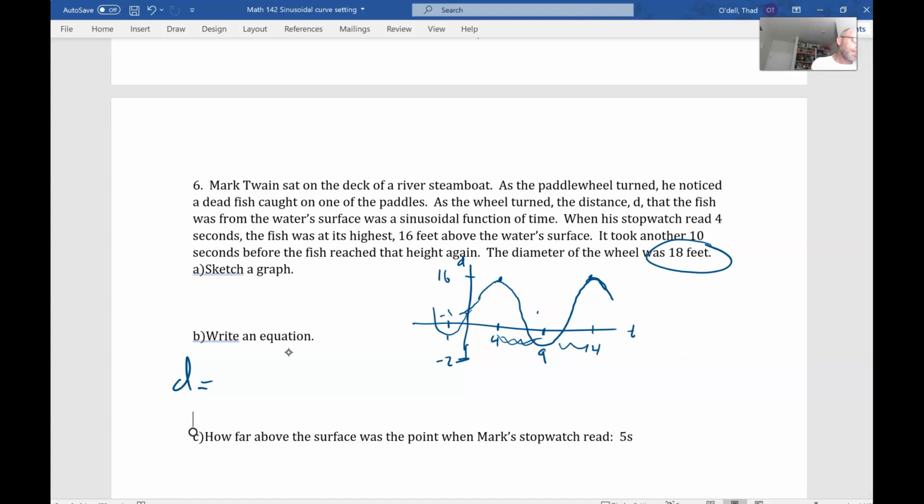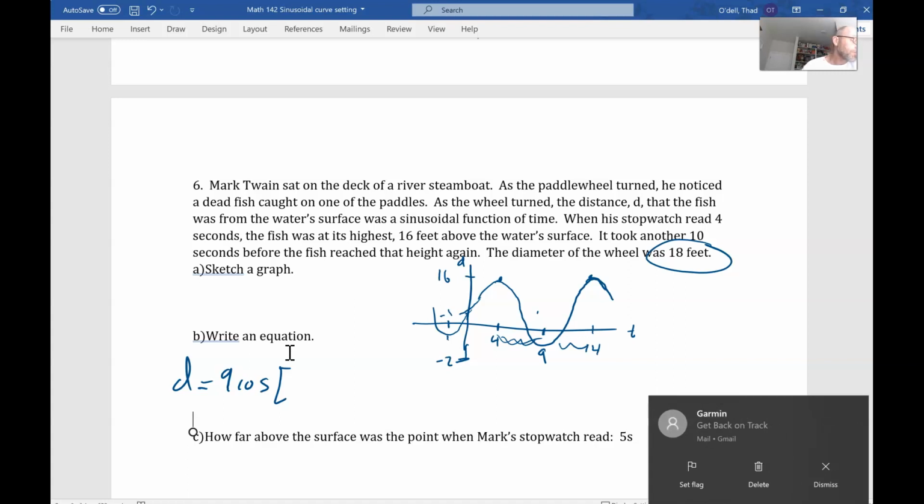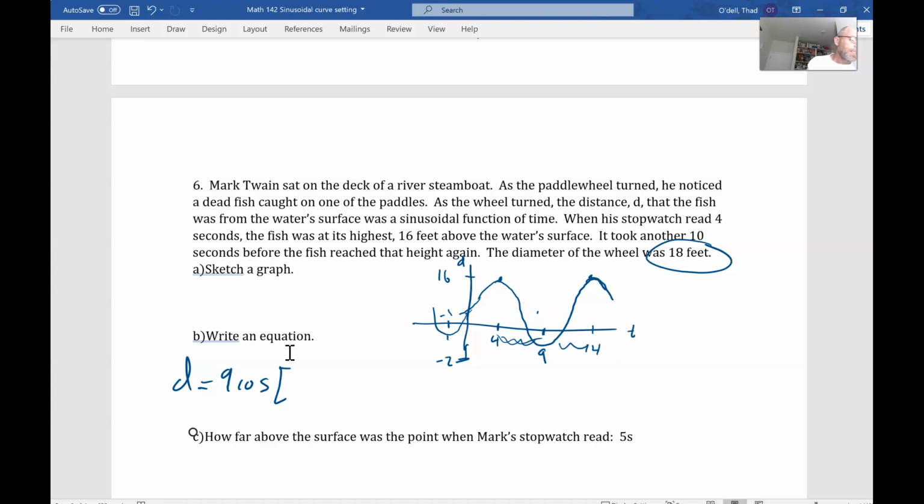The amplitude would be 9, because it's half of that 18. I'm going to use cosine. My period is 10. It takes 10 seconds to go from maximum to maximum, so my period is 10 seconds, and my frequency would be 2 pi divided by 10. So that'd be pi over 5 there. And then in here I'm going to have a t, and I need to shift it ahead to there, so that would be minus 4. And we know the middle point would be 9 above negative 2, which would be plus 7. So there's my equation. That equation will find the height of the fish at any point based on where Mark Twain's stopwatch is reading.